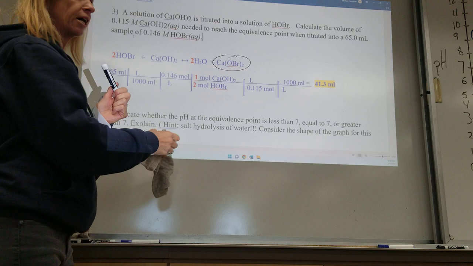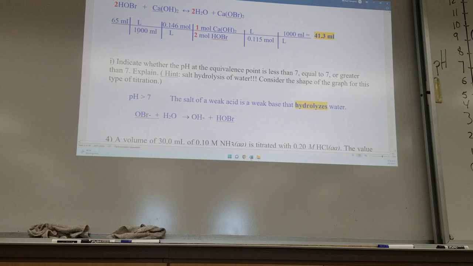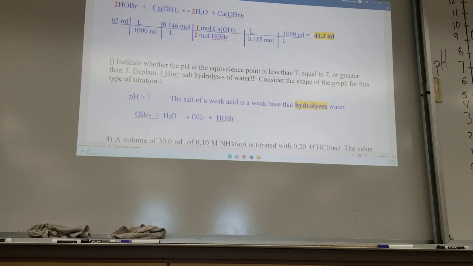So, hypobromite does what to water? What's it called? Hydrolysis. It hydrolyzes water. The pH is greater than 7. The salt of a weak acid is a weak base that hydrolyzes water, or you could say hypobromite hydrolyzes water to produce hydroxide. This is a weak base because hypobromous acid is a weak acid. This is your reaction, hydrolysis. You're going to write two hydrolysis reactions on the test.